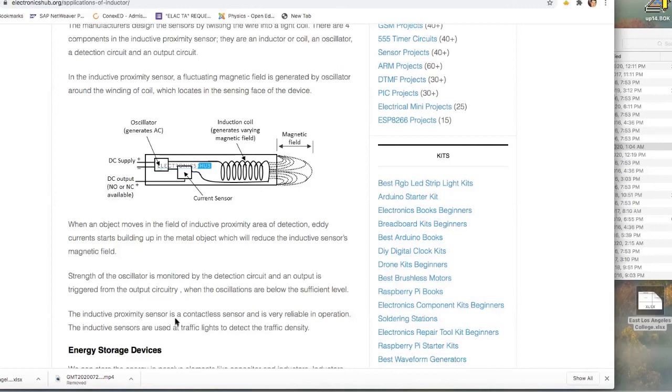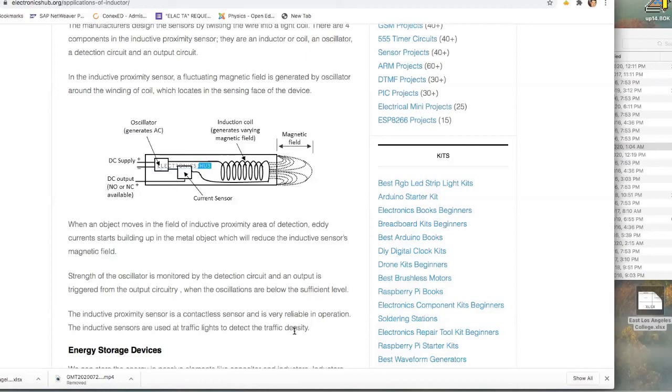The inductive proximity sensor is a contactless sensor and is very reliable in operation. The inductive sensors are used at traffic lights to detect the traffic density. Ooh, I see. You see that? The inductive sensors are used at traffic lights to detect the traffic density.